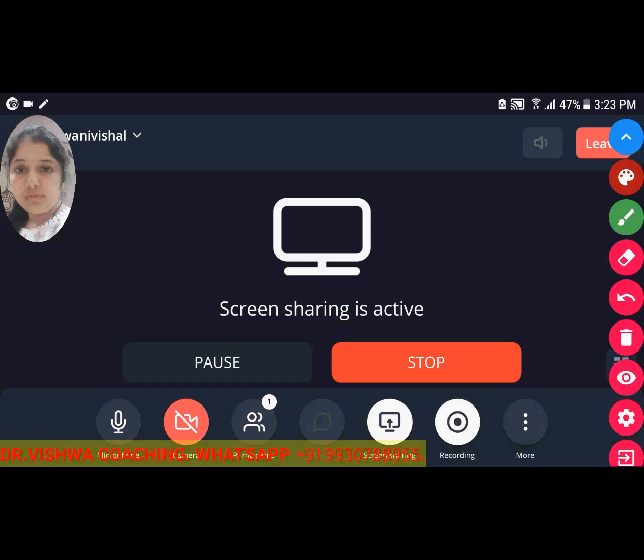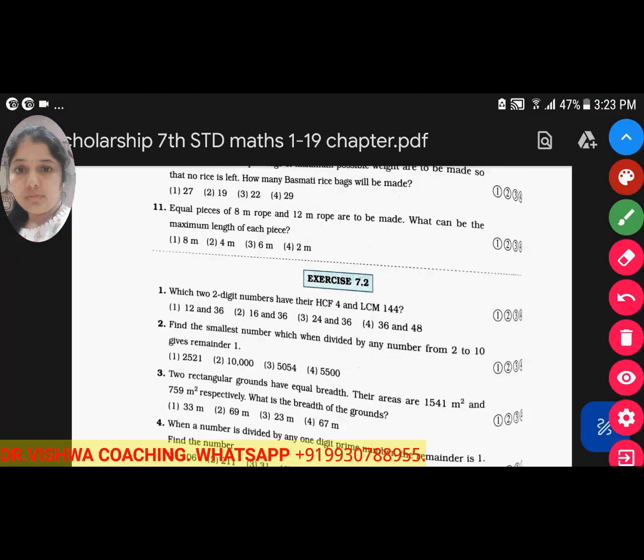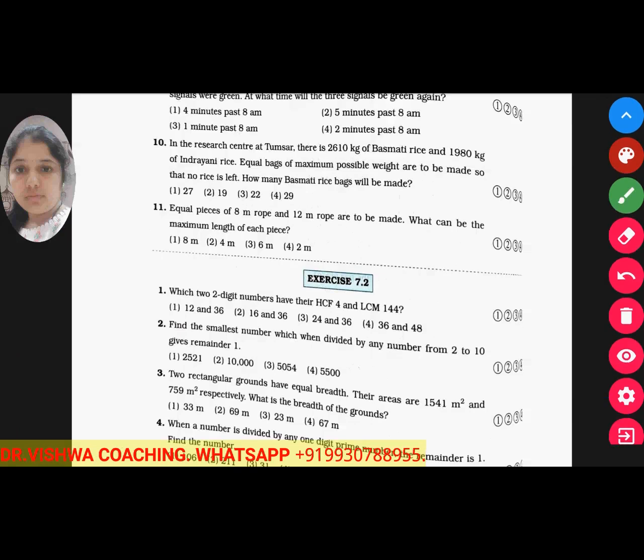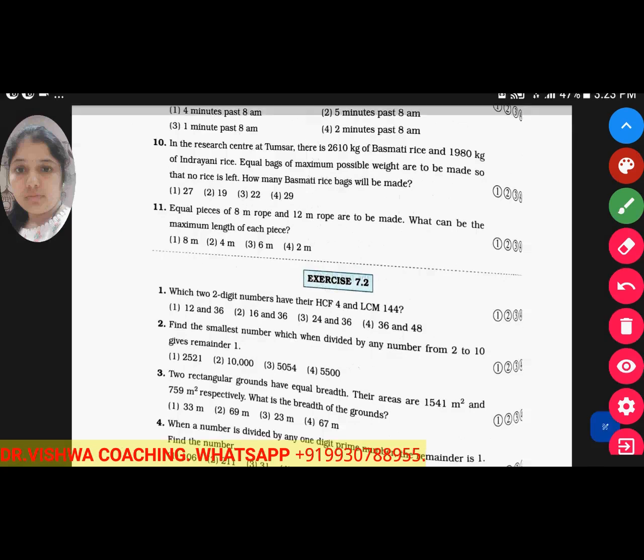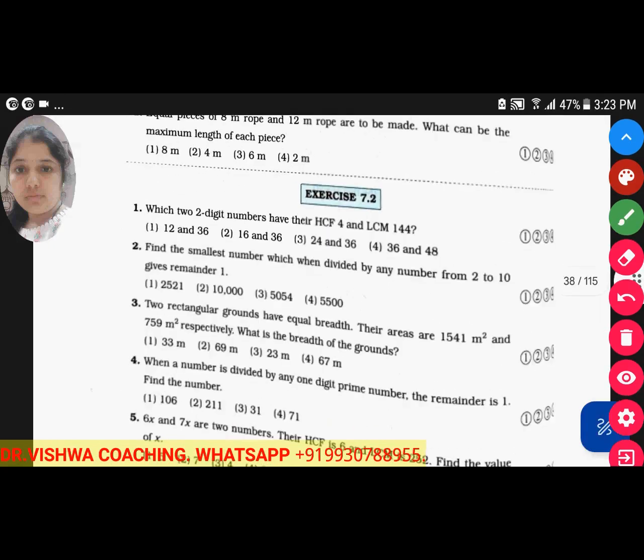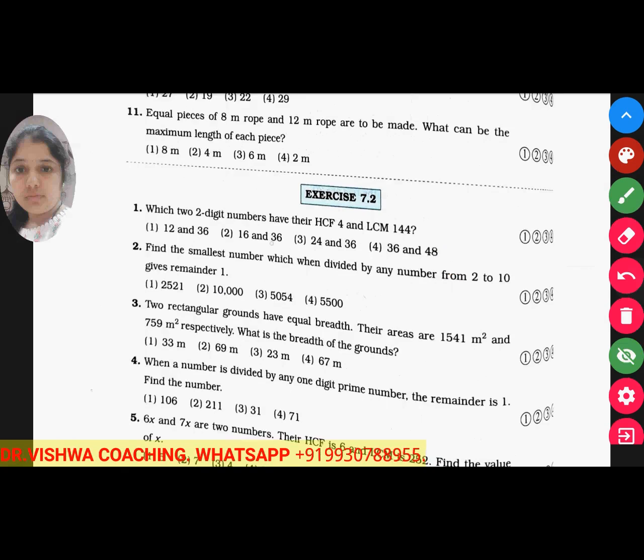So friends, we are solving the problems that are based on HCF and LCM for Standard 7 scholarship exam. Now we are moving to our practice exercise 7.2, where the question is: which two-digit numbers have their HCF 4 and LCM 144? So here we use the method of division.